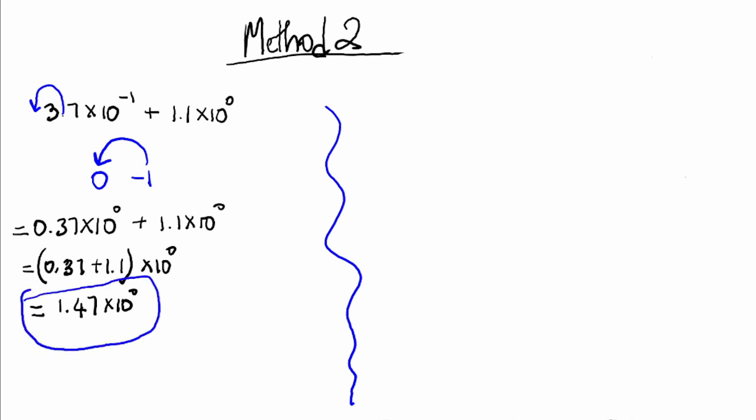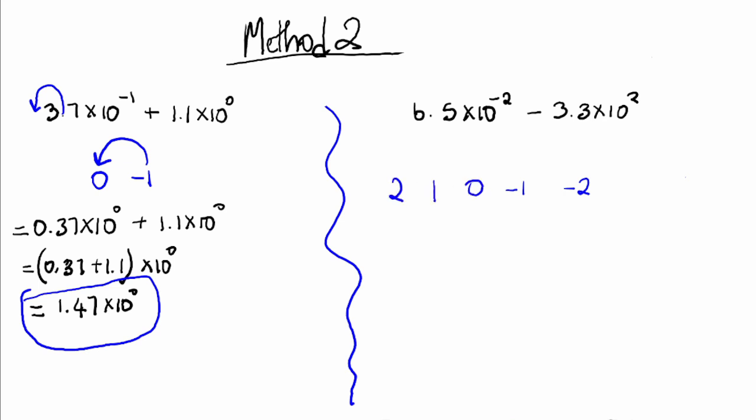Let's look at some subtraction examples. Now we're looking at subtraction. 6.5 times 10 to the minus 2 minus 3.3 times 10 to the 2nd power. The powers of 10 are not the same. We have a minus 2 and a 2. 6.5 times 10 to the minus 2 has the lower power of 10, and as such will be changed from times 10 to the minus 2 to times 10 to the 2nd power. So we're moving from negative 2 to 2.